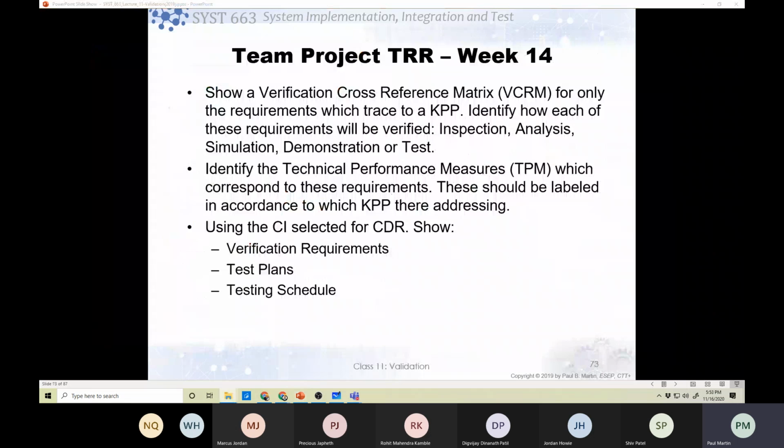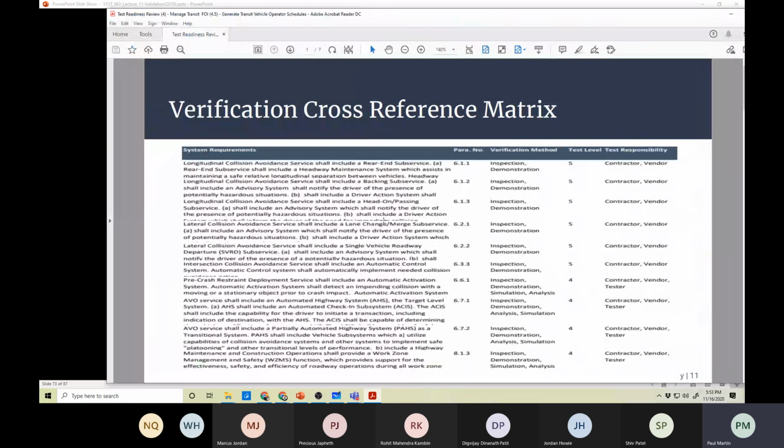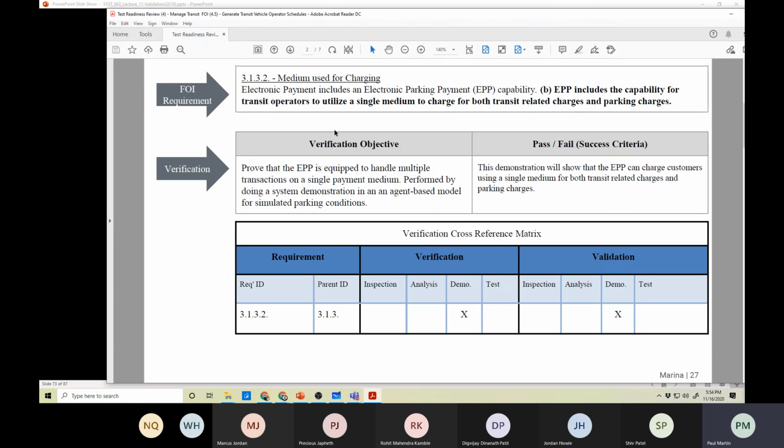One of the things that I want to talk to you about, let's work this up. Did you guys see the announcement I made? I actually am showing or having you guys look at some of the VCRMs that were done by previous classes and teams, basically looking at the requirement and the verification method. Some of them kind of followed my thing where you actually look at the requirement and then you look at your verification objective and your pass-fail criteria. This is a very effective way to do it.